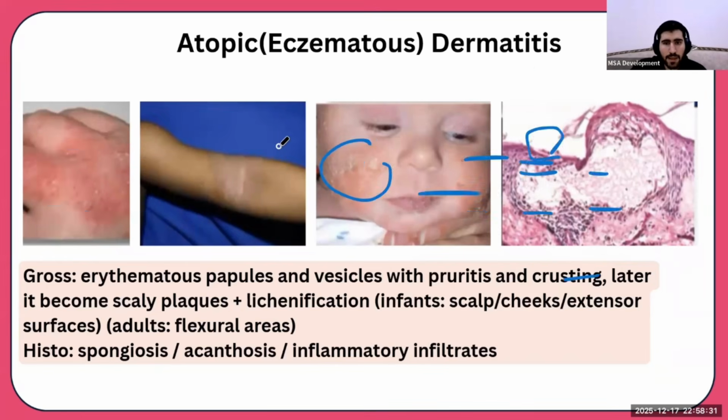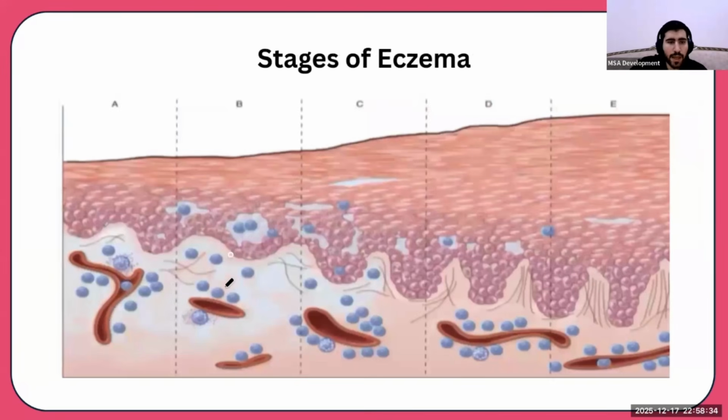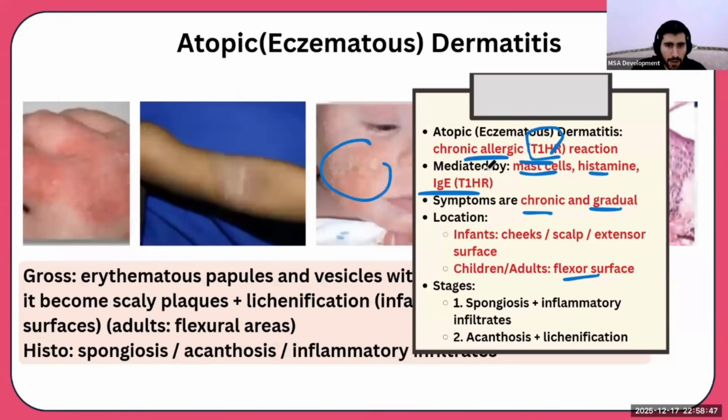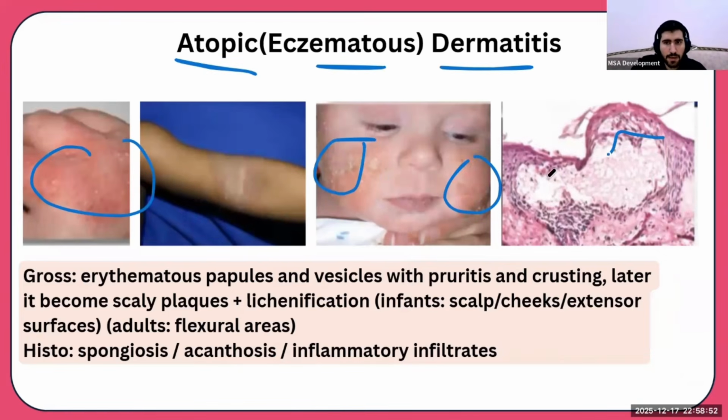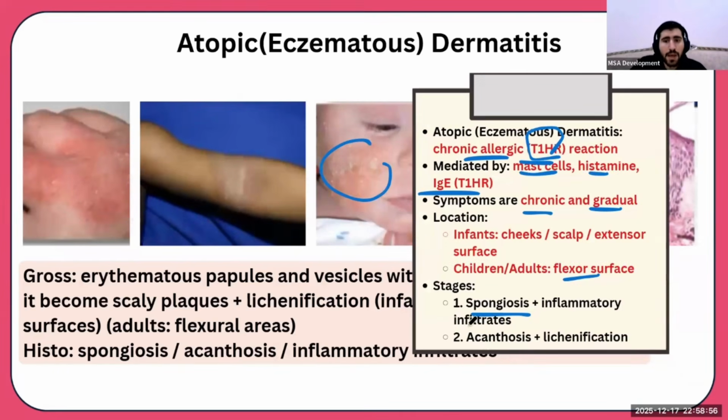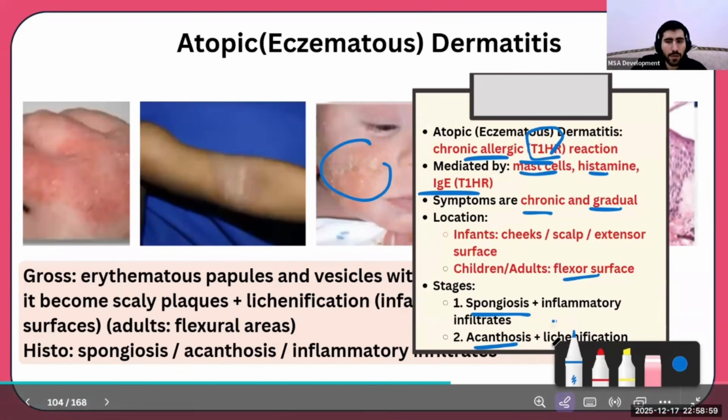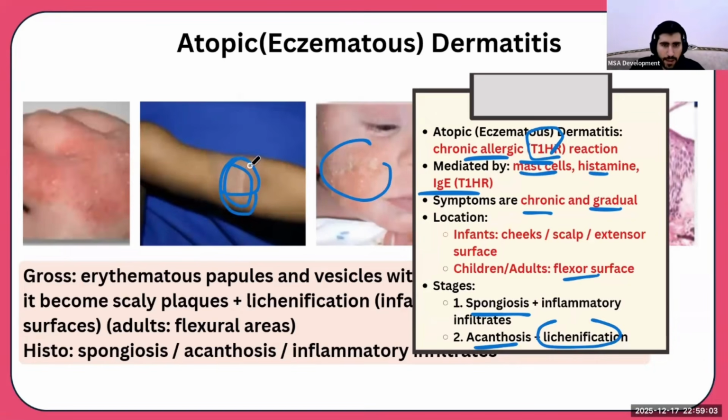Now, what happens in it? It has stages, okay? In the first stage, the inflammatory cells will reach here and cause spongiosis, okay? So it will cause edema in the epidermis. That's spongiosis. And later on, it will cause acanthosis and fibrosis and these things, okay? So the first stage is spongiosis, as you can see here. That's spongiosis, accumulation of fluid and immune cells in the epidermis. And then it will have acanthosis and lichenification, which is like this white scaly region.